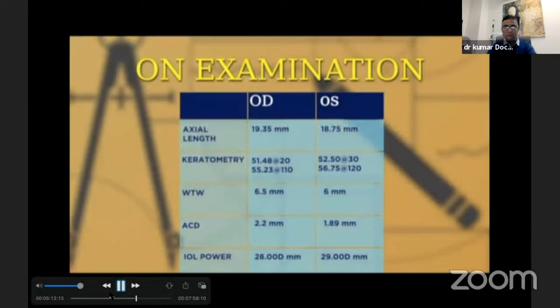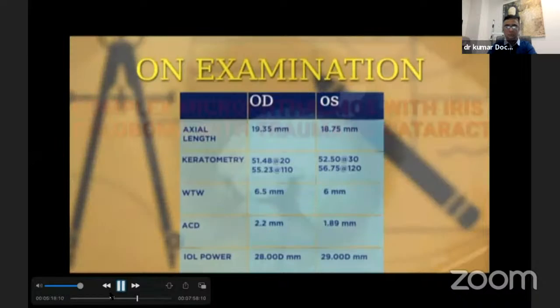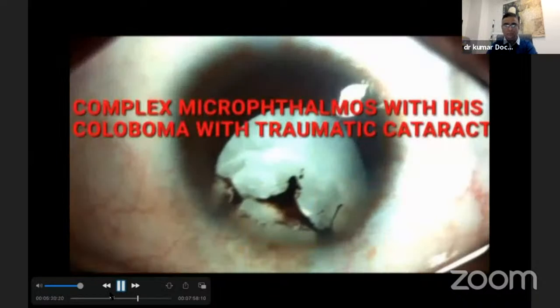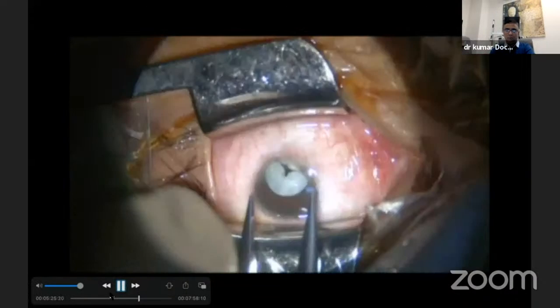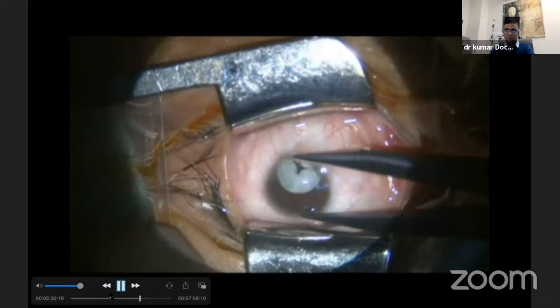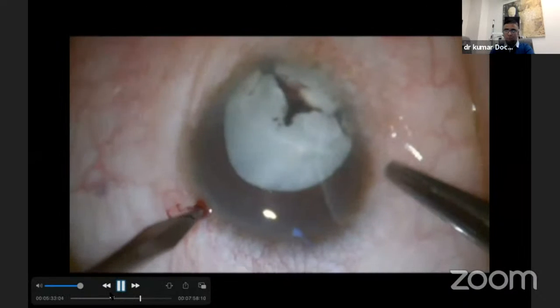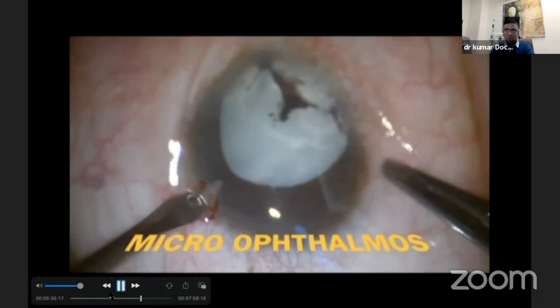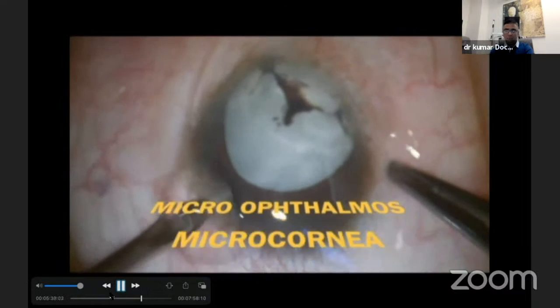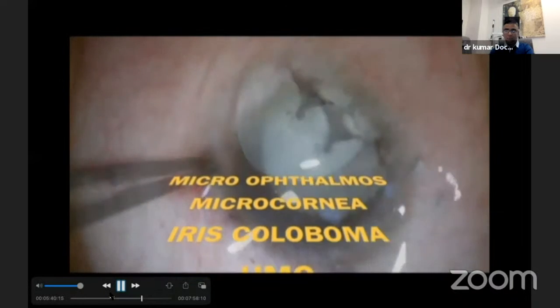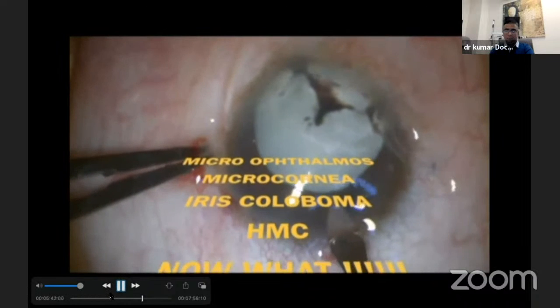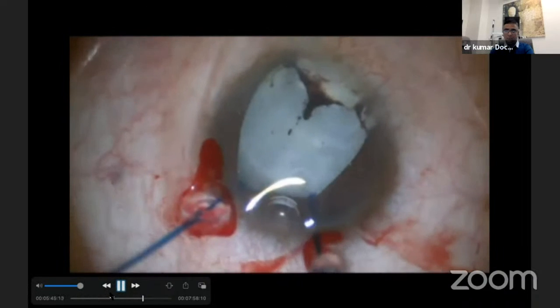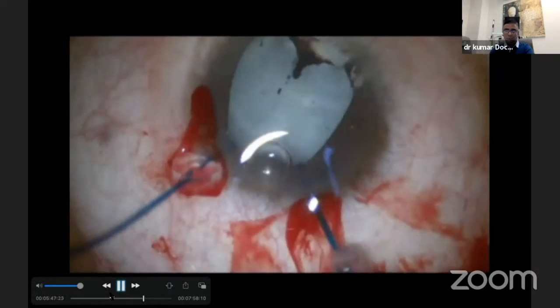On examination, the white to white was 6 mm in the left eye and the IOL power was 29 diopters. In conclusion, we are dealing with a complex microphthalmos with iris coloboma and a traumatic cataract. With the help of the caliper, we measured the corneal diameter, 6 millimeters. For adequate exposure, 2 iris hooks were placed.